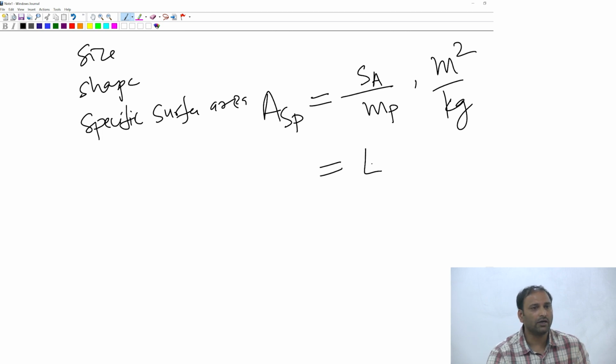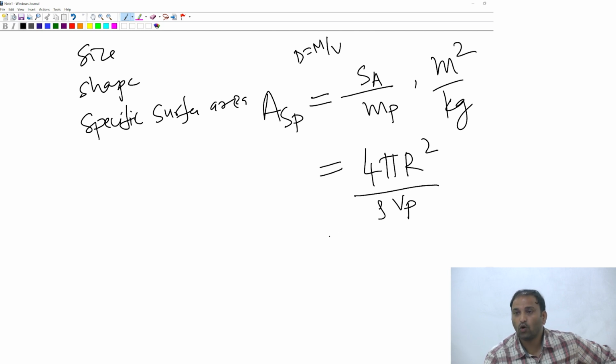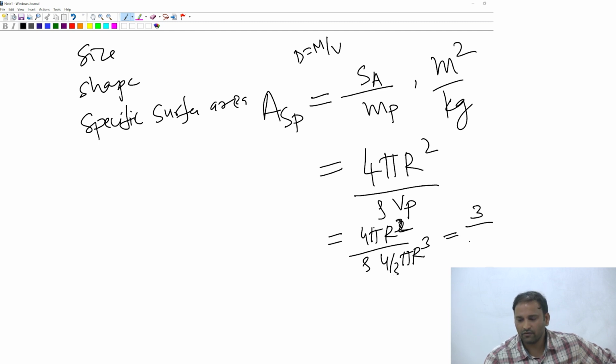If you take a spherical particle, for example, 4 pi r square is your surface area, right. For the mass of the particle, because density is equal to mass by volume, I can express mass as the density of the particle times the volume of the particle. So I can write this as 4 pi r square divided by rho of the particle times 4 by 3 pi r cube. Therefore this becomes 3 divided by rho times r, right.